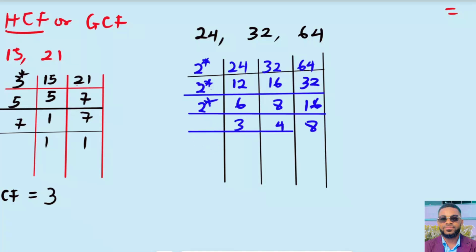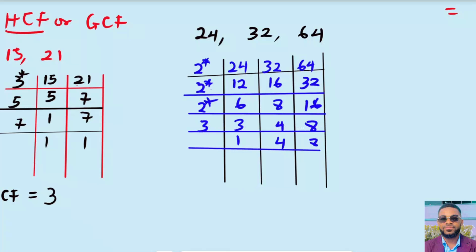So now, let's come to 3, 4, and 8. So I can take 3, and 3 goes into 3, 1. It's not able to go into 4, so I have to write the same 4. And 3 goes into 8. That's going to be the same 8. So I'm not going to take the 3 because it's not able to go into 4 and 8.